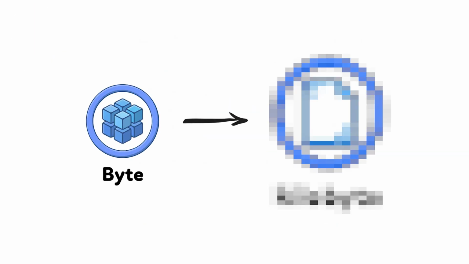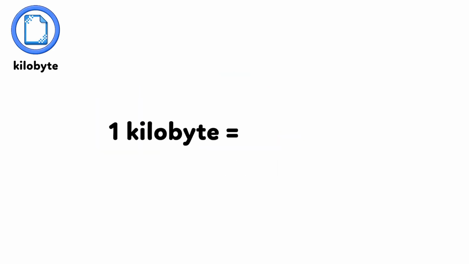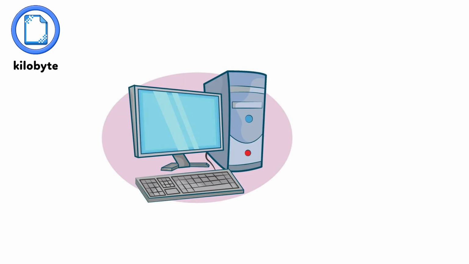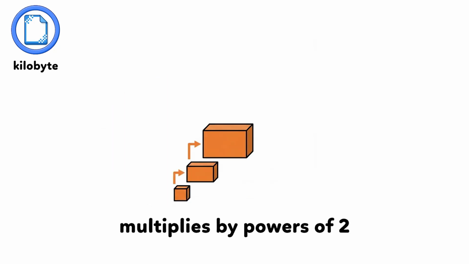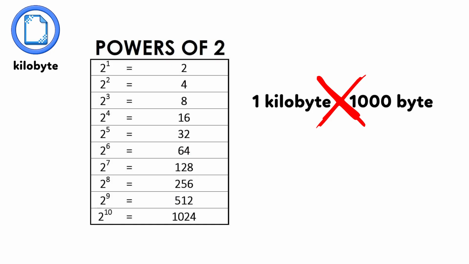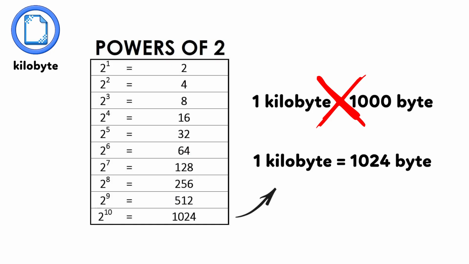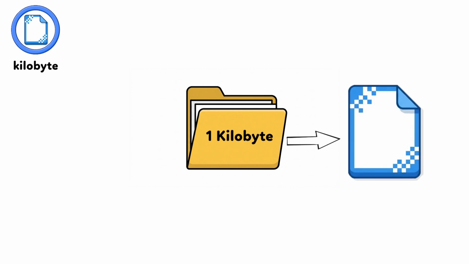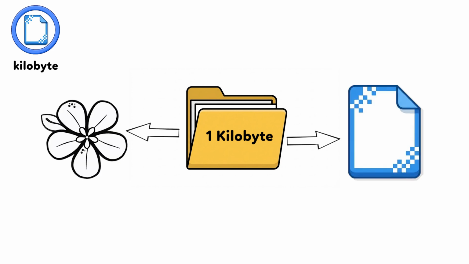Moving up from individual bytes, we encounter the first major milestone in digital storage: the kilobyte. 1 kilobyte equals exactly 1,024 bytes, not 1,000 as you might expect. This happens because computers operate on binary systems, where everything multiplies by powers of 2 rather than 10. So, while it might seem logical to use 1,000, the actual measurement is 1,024. A kilobyte can hold roughly half a page of typed text or a very basic black and white image.